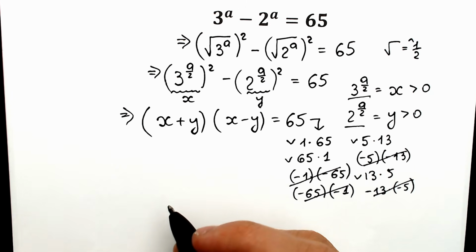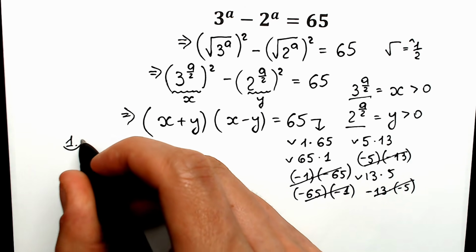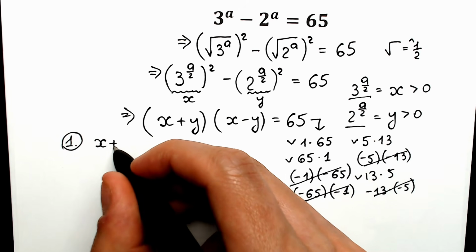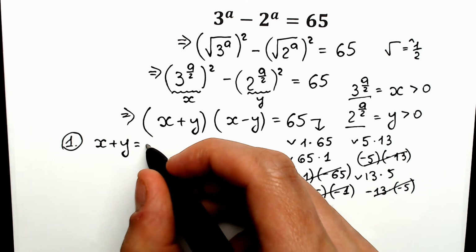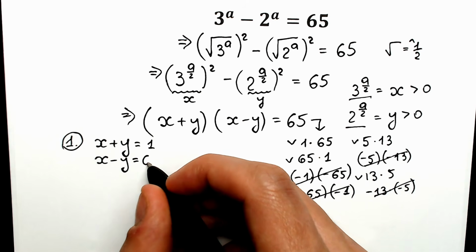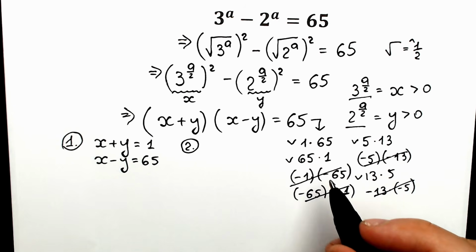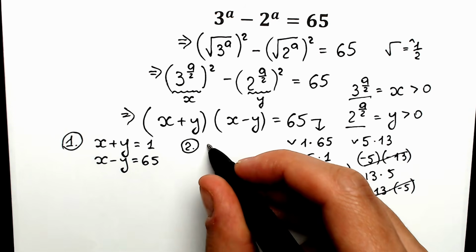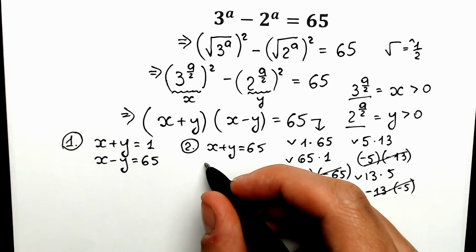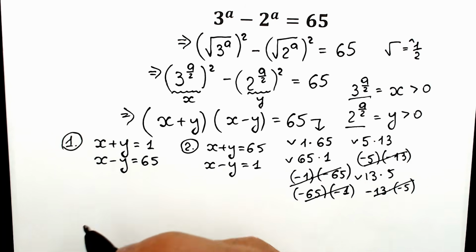So I want to write this system of two equations. Let's start, for example, with the first one. We have x plus y, 1 times 65. So x plus y equal to 1, and x minus y equal to 65. This is our first system of equations. Second system, let's go with 65 and 1: x plus y equal to 65, and x minus y equal to 1. This is our second one.